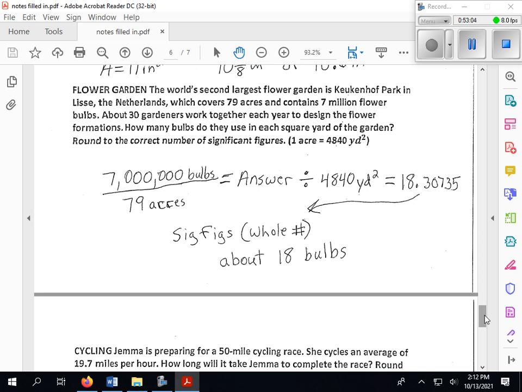Anybody know this here? 1 acre is about how many square yards? 4,840. Did you know that before you read it on there? Don't lie to me, Joe. You knew that? That's pretty good. So 4,840 square yards. Sam, you don't believe me? There's no way.